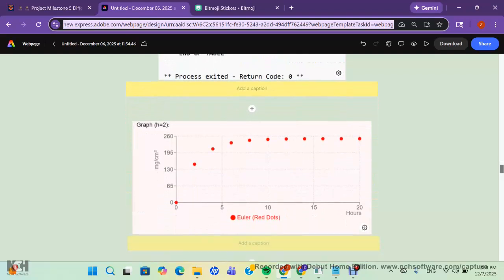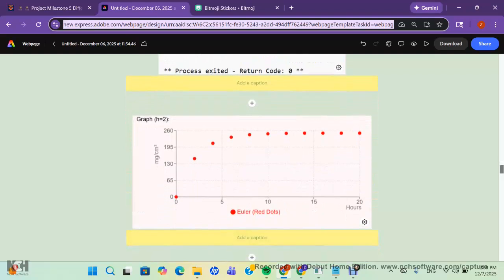And then looking at the graph, notice that the red dots start at the origin, and then they follow the general shape of the blue line. The dots are fairly close to the line, which shows a pretty good approximation. The medication concentration increases rapidly at first, then the curve flattens out as it approaches equilibrium around 250, right here, 250 milligrams per square centimeter. And then by 16 to 20 hours, the concentration has reached its maximum.